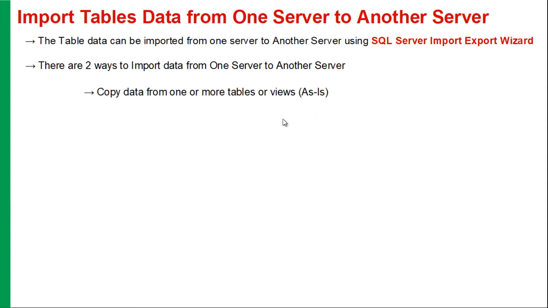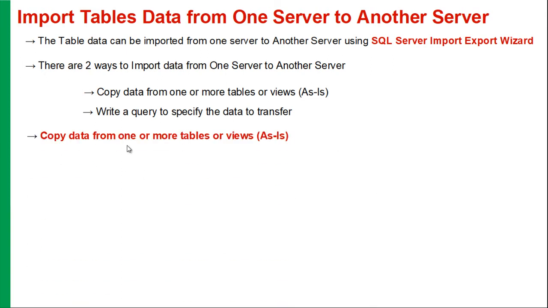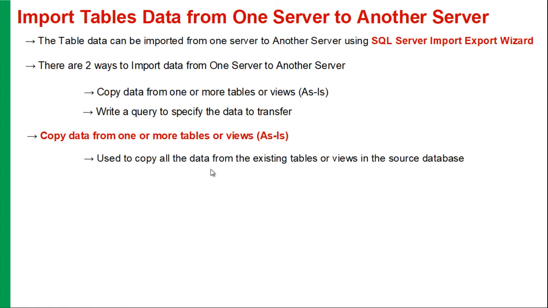First one is copy data from one or more tables or views. It's just a lift and shift of data as is from source server to the target server. The second one is you can write a custom query to specify your data transfer to the target server. So the first option, copy data from one or more tables or views. In this case, it will copy all the data from existing tables or views to the target server. So it will just copy the data, not the constraints or the indexes, etc. No other things are copied. It's just a copy of the data to the target server.